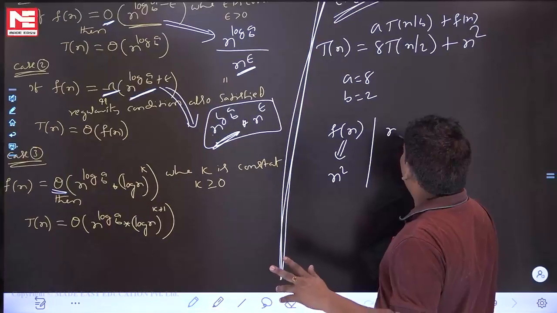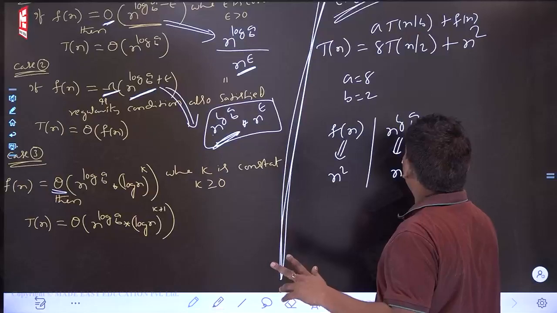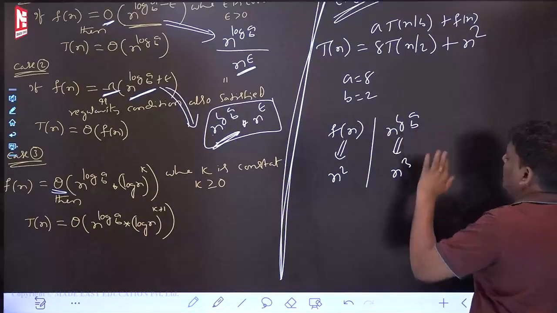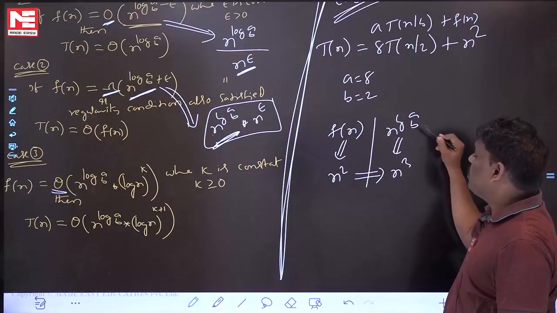Next one. What is n power log a base b? Log 8 base 2, what is the answer? N cube. Now, comparing f of n and n power log a base b, who is bigger?